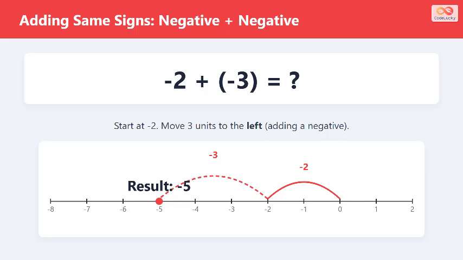This rule also works for negative numbers. If we have negative 2 plus negative 3, we start at negative 2. Adding a negative means we move further to the left. We move 3 steps left and land on negative 5.